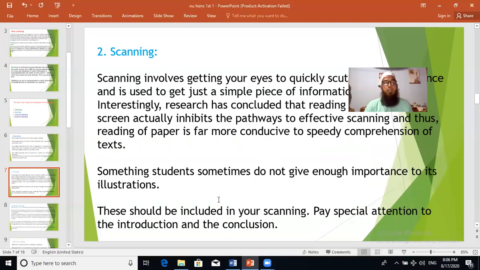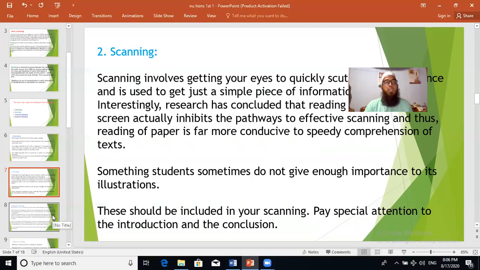During scanning, sometimes students do not give enough importance to illustrations, but these should be included in your scanning. Pay special attention to the introduction and conclusion. When you are reading a passage for comprehension, you must pay special attention to the introduction and the conclusion.